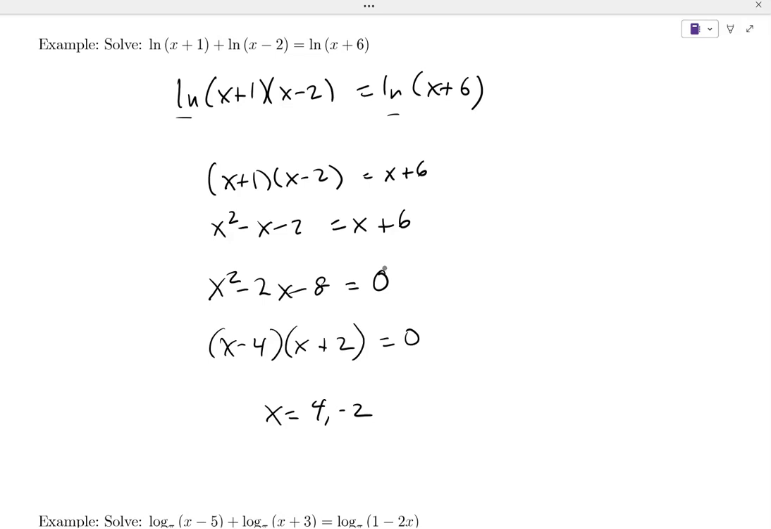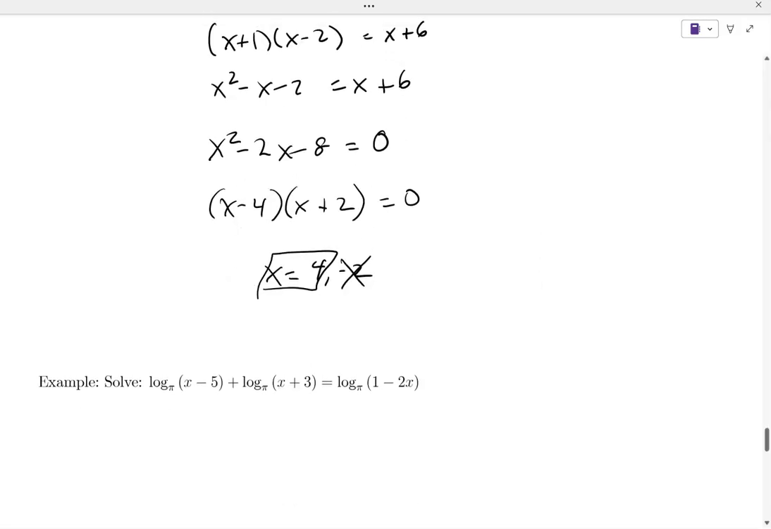Go back to the original equation. Can I plug both of those in the original? No. Yeah, I can't plug in the negative 2, right? The negative 2 makes, well, I guess the 2 on the left-hand side negative, right? So I have to throw out this one, and so our solution is just x equals 4. Do the next one for a minute, and then we'll chat about it.